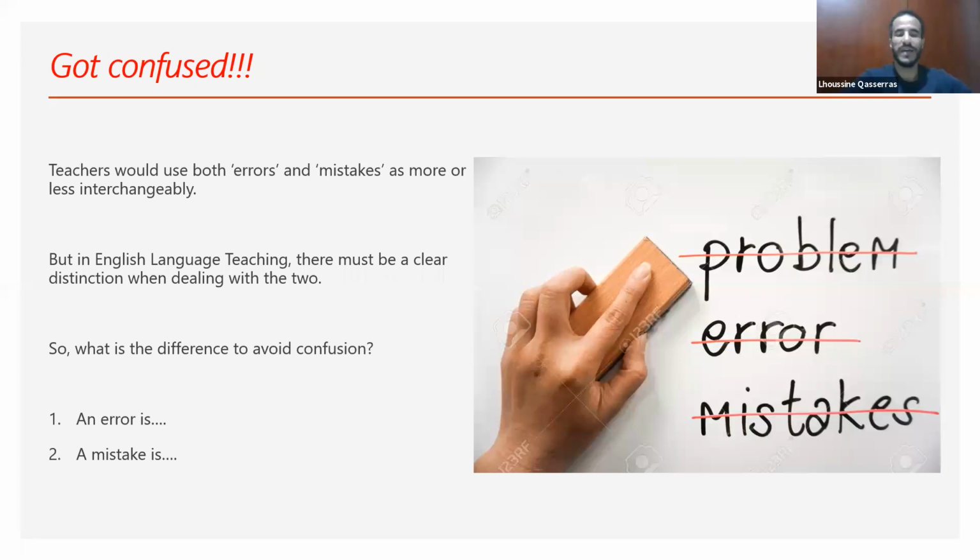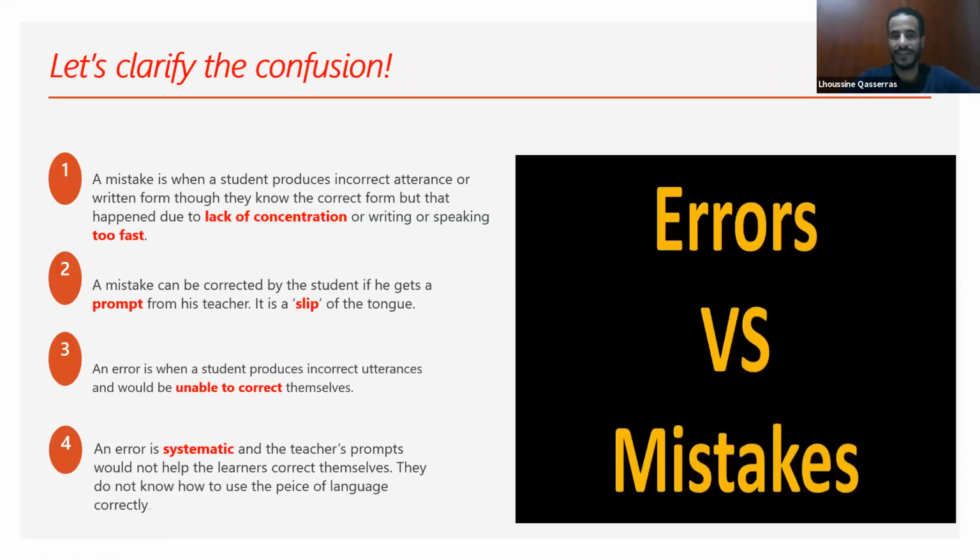Great. So here we have two, an error and a mistake. So let's see the difference between the two. Number one, a mistake is when a student produces an incorrect utterance or written form, though they know the correct form, but that happened due to lack of concentration or writing or speaking too fast. For example, a student may say, "Teacher, Bob play tennis," because the student did not concentrate well, because the student was talking fast, because the student did not pay attention.